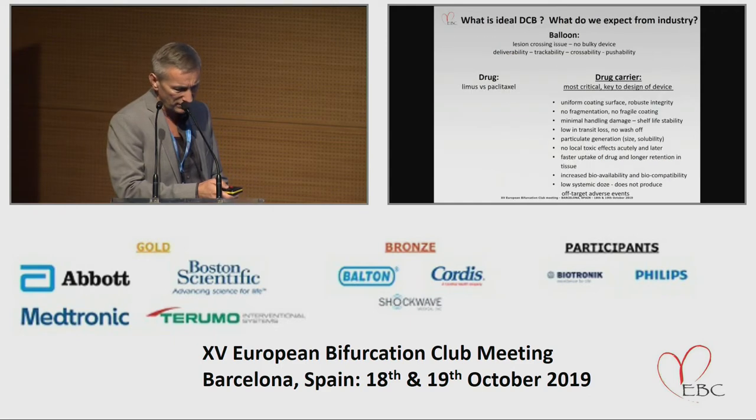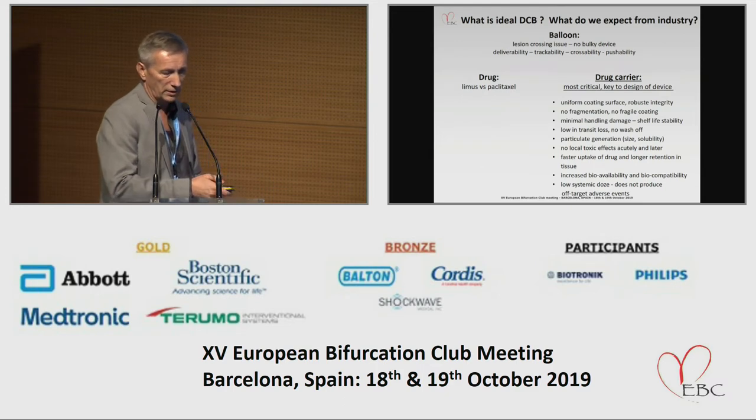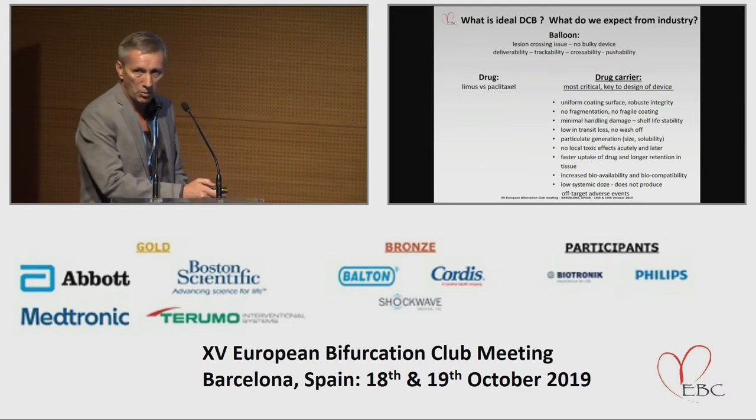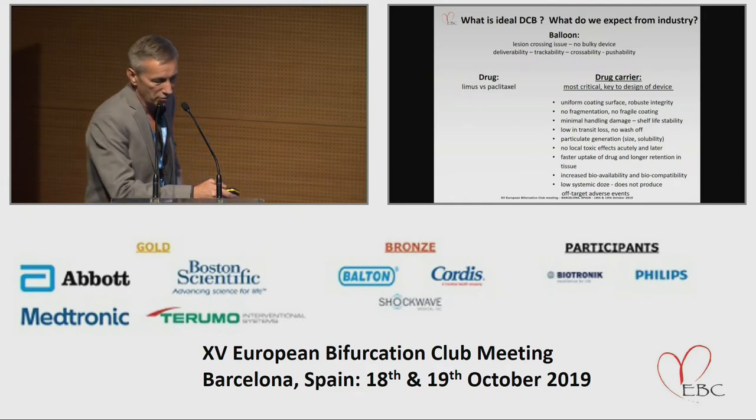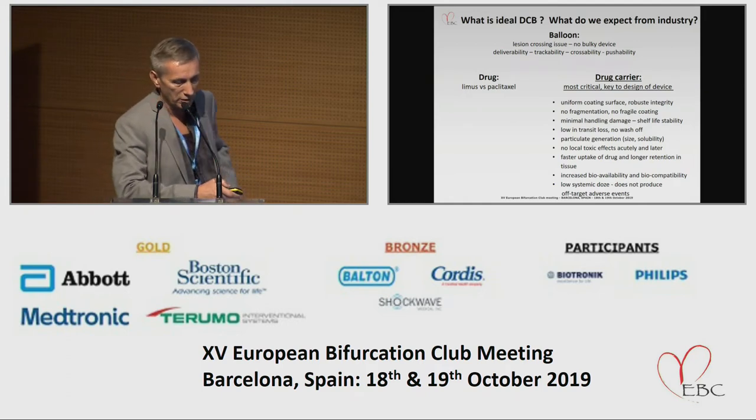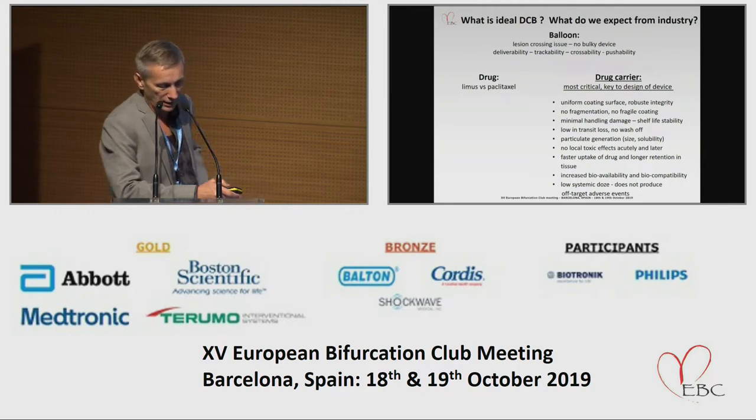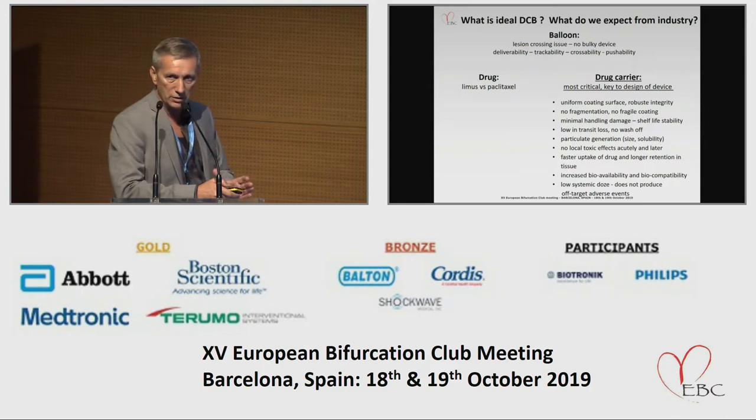So we want from the industry to have a non-bulky device with all the best things that could be done: uniform coating, no fragmentation, minimal handling damage, low transit loss, no local toxic event, fast uptake and retention of the drug in the wall, and the smallest dose that is effective.